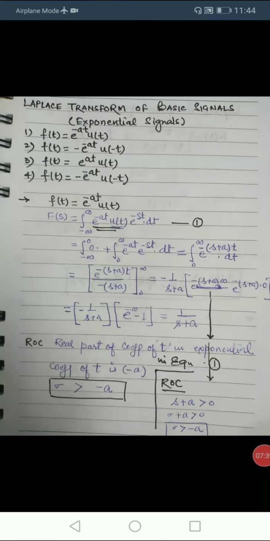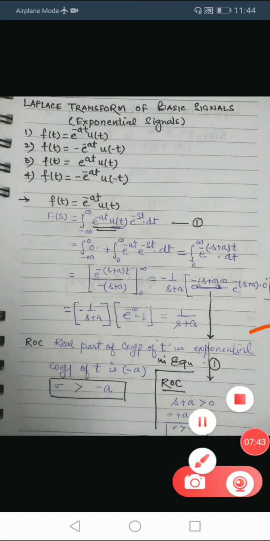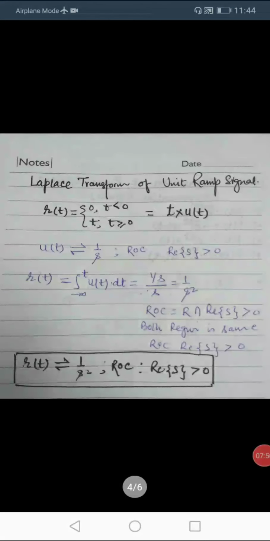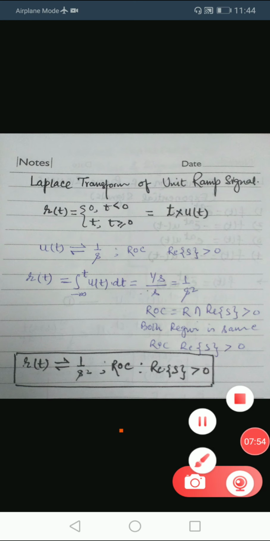Next, Laplace transform of unit ramp signal.